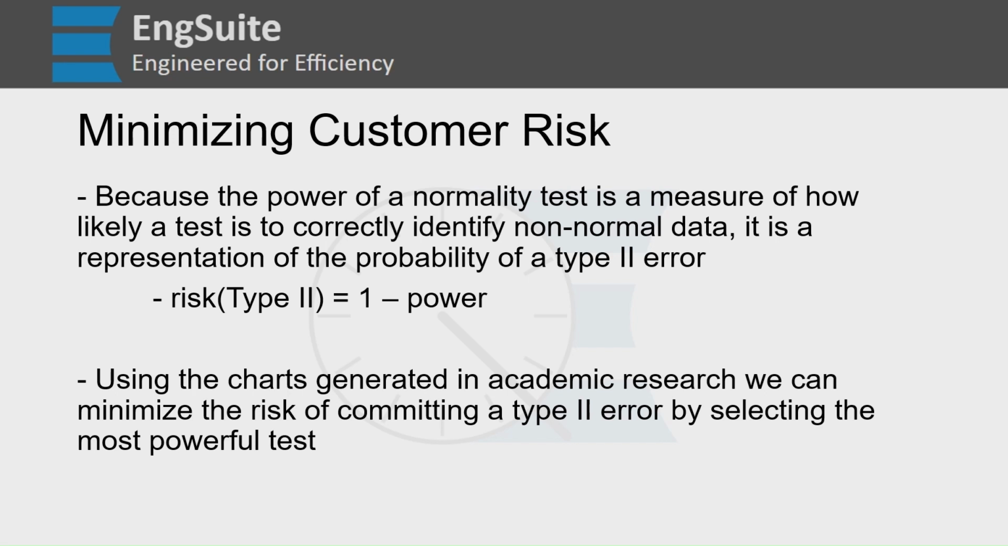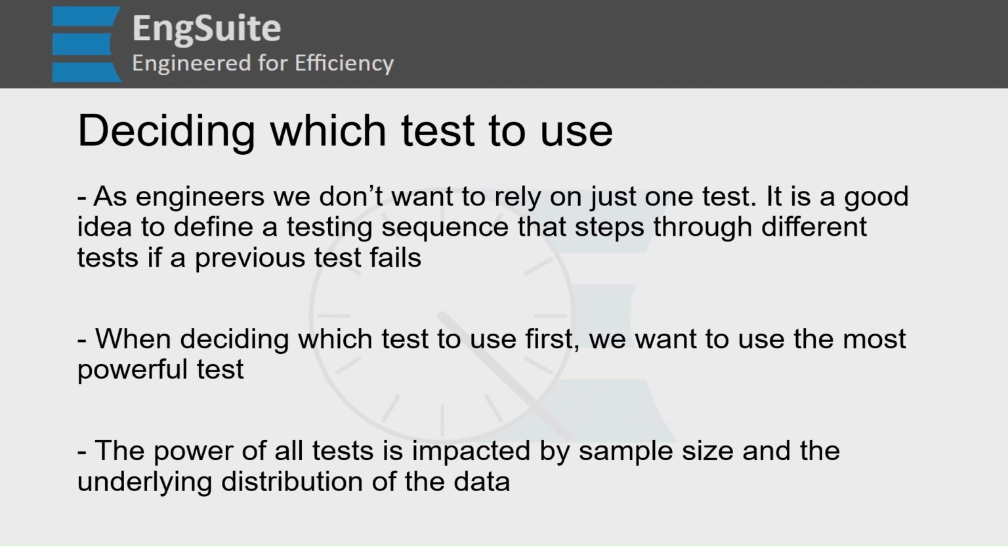So because the power is the measure of how likely the test is to correctly identify non-normal data, it's a representation of that risk that you are taking on. 1 minus the power is the risk that you are accepting. So using these charts, we can minimize the risk of committing a type 2 error by selecting the most powerful test for our scenario. But how do we decide which test to use?